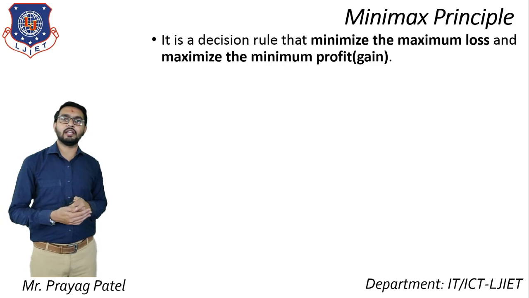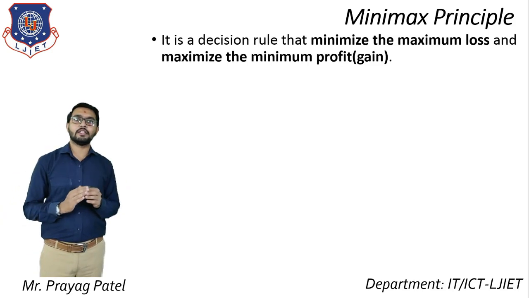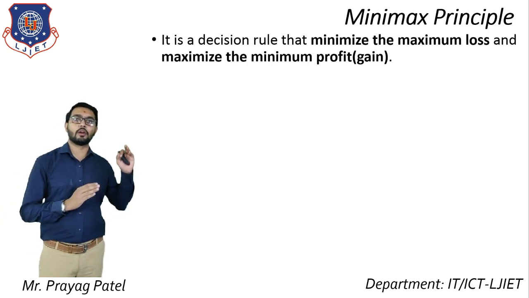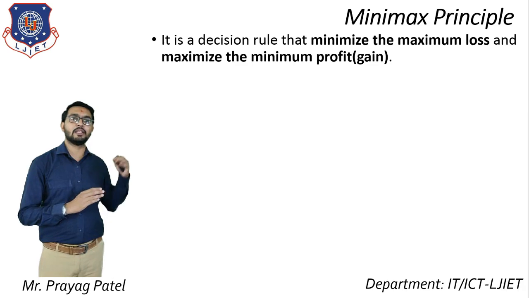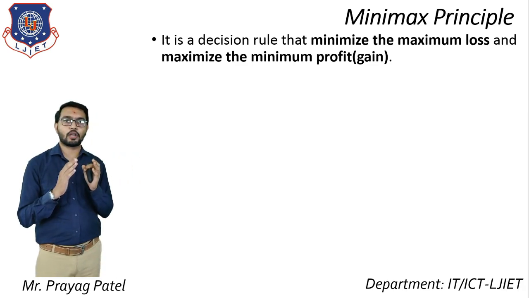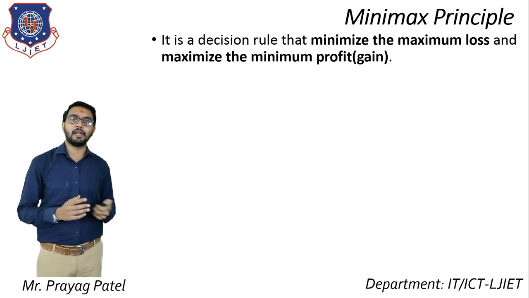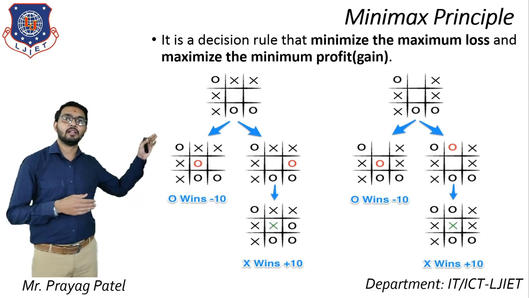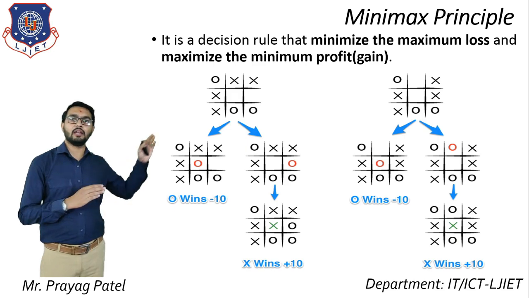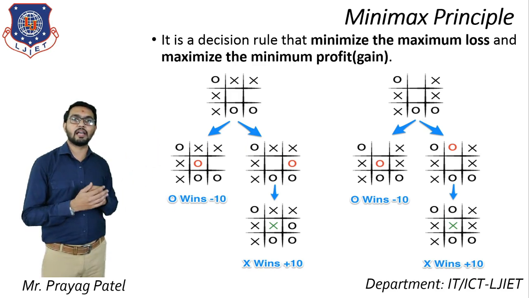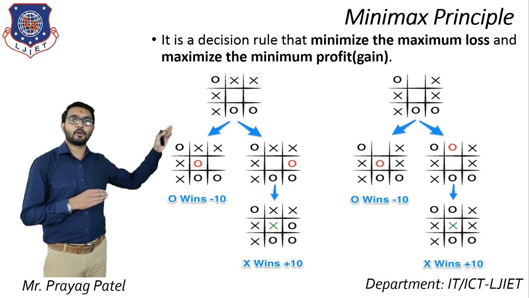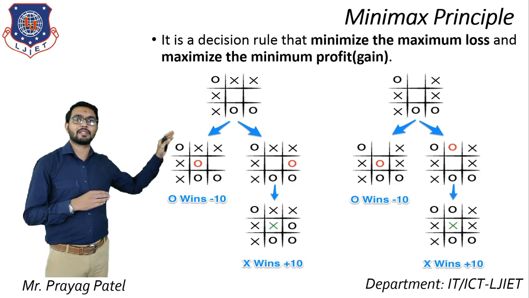So here consider it as a decision rule: minimax means minimize the maximum loss and maximize the minimum profit, meaning your target is to make the minimum loss and maximum profit. So here consider one example of the given problem. Consider the 0 and cross (tic-tac-toe) example. Here one possibility is there, only 2 spaces are remaining in this first figure.